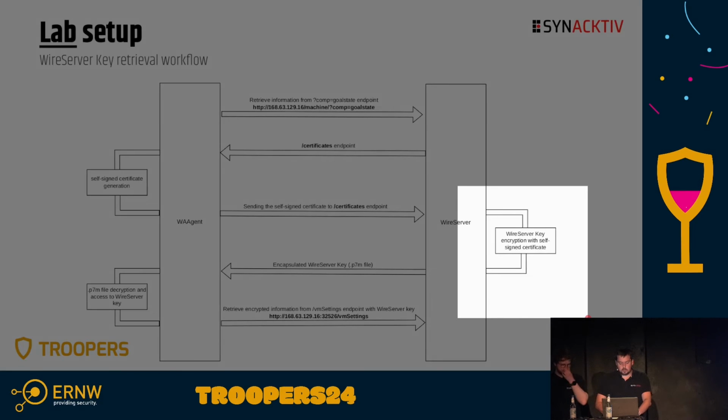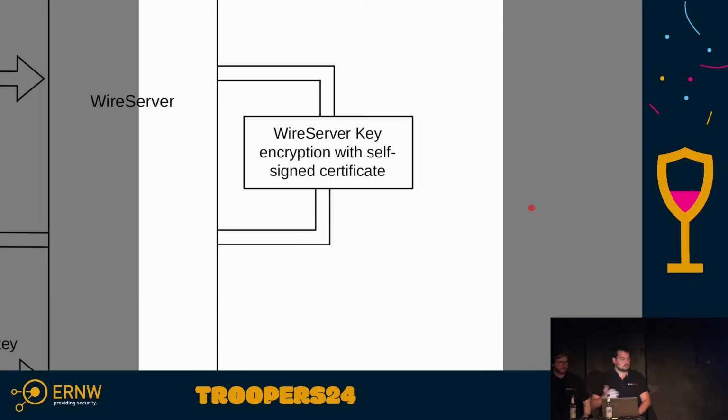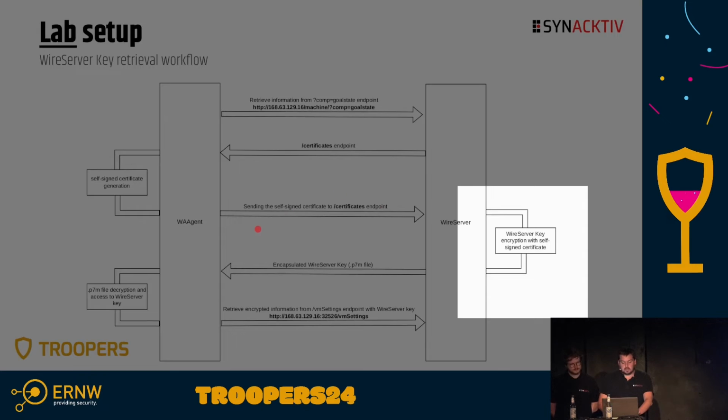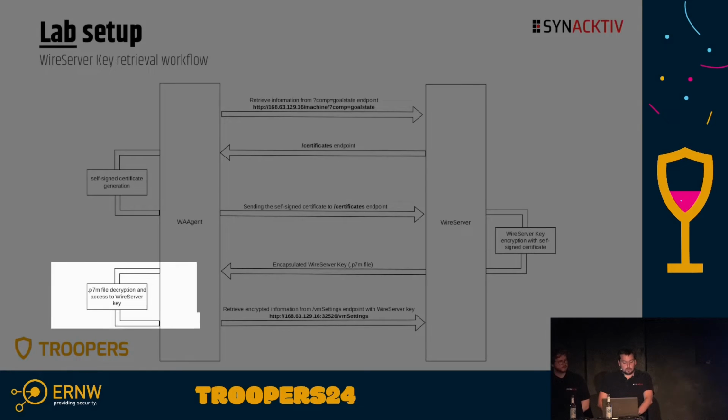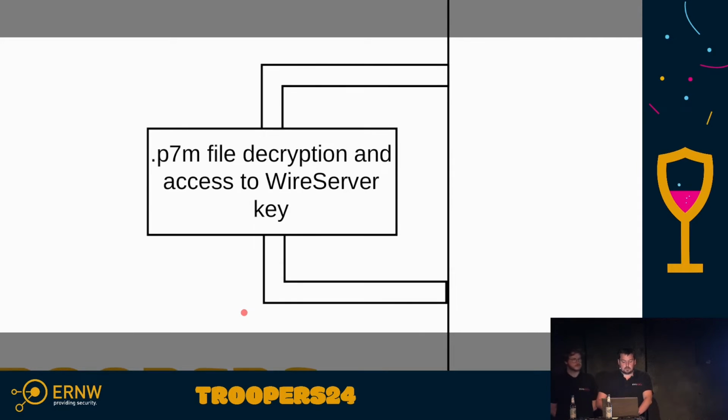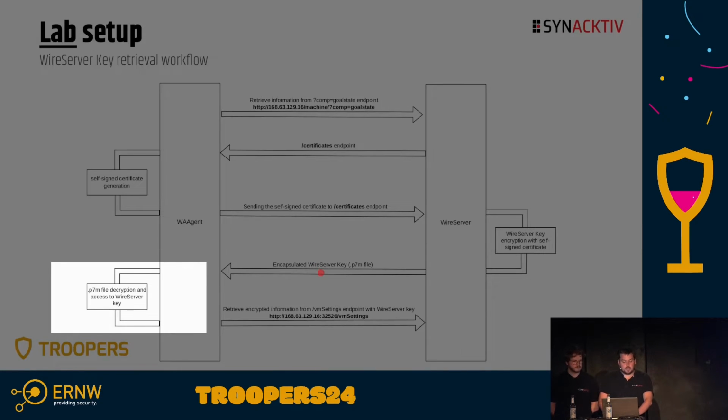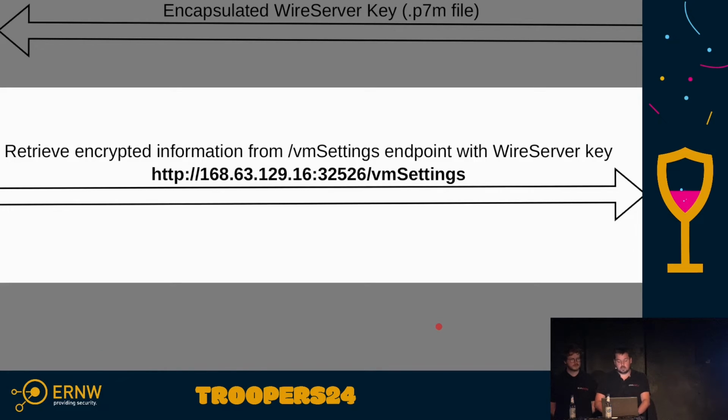Then the wire server will put the wire server key inside an envelope. This envelope is a .p7m file. And after that, the WA agent will decrypt this envelope to retrieve the wire server key. And with this wire server key, the WA agent can decrypt the protected settings that we saw in the VM settings endpoint.